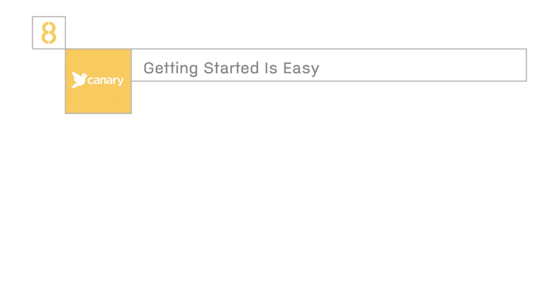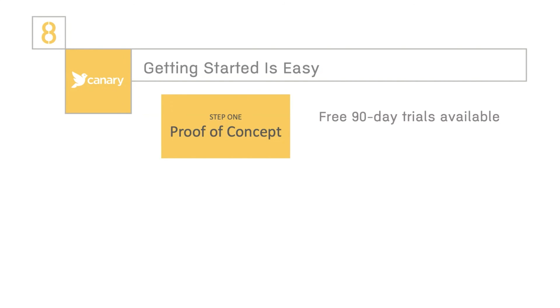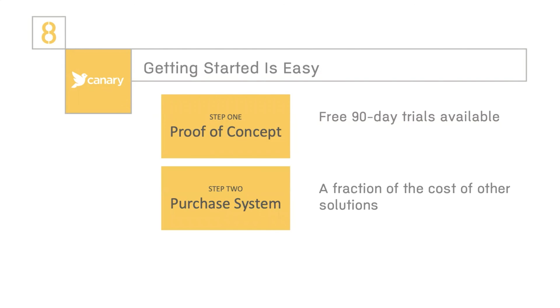Getting started is very simple. Step one is to install it, play with it and get a proof of concept going. We do offer 90-day trial licenses to get a proof of concept up and running. The nice thing is, if you've done your proof of concept, the only thing you really need to do is license it, and then it becomes yours. It is a fraction of the cost of other historian solutions out there. And the last thing, but as you saw, it is very simple to do, is to just deploy it and train a bit.